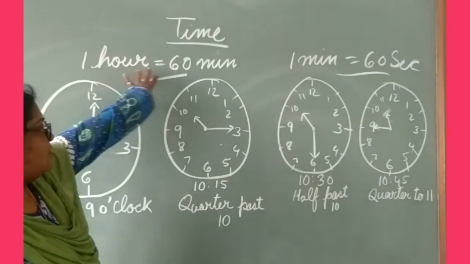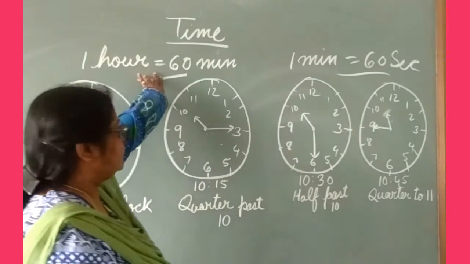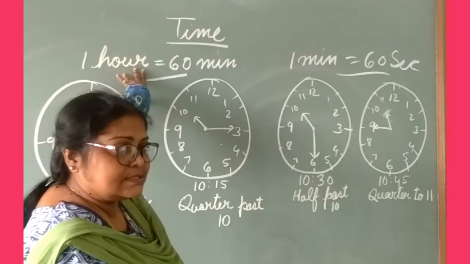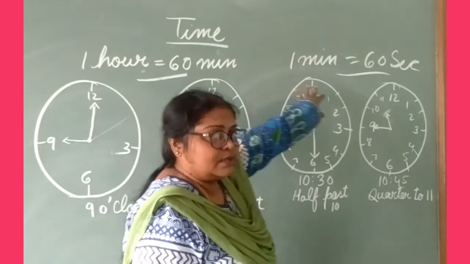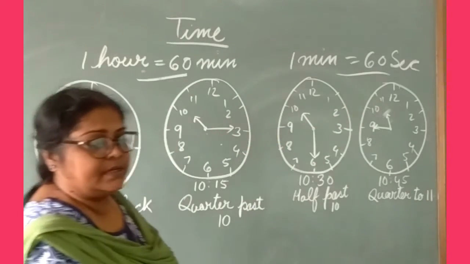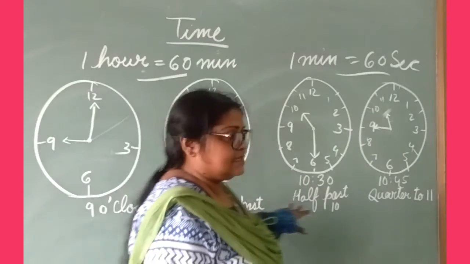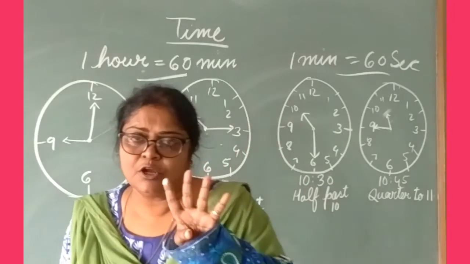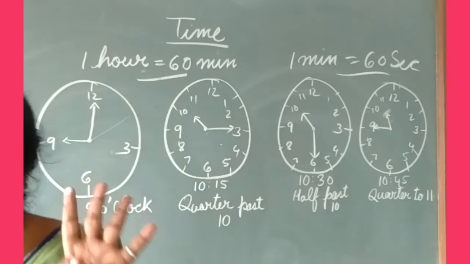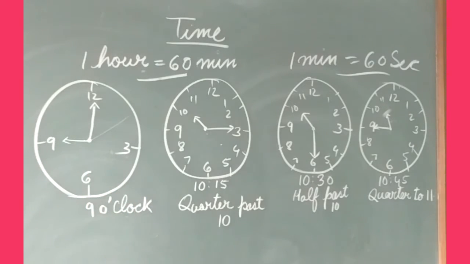So 1 hour equals how many minutes? 60 minutes. 1 minute equals 60 seconds. What you have seen here is that 4 clocks are made, and in those 4 clocks, all the hands are placed in different places.